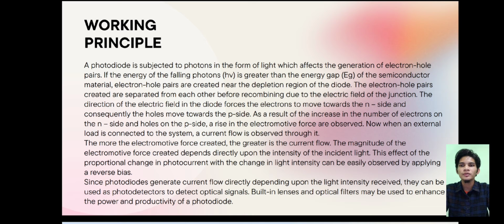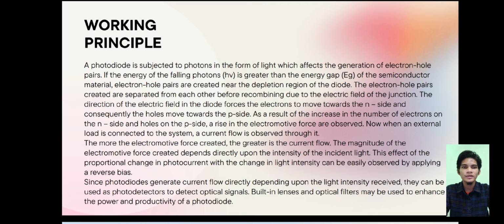Working principle: a photodiode is subjected to photons in the form of light, which affect the generation of electron-hole pairs. If the energy of the falling photon is greater than the energy gap of the semiconductor material, electron-hole pairs are created near the depletion region of the diode. The electron-hole pairs are separated from each other before recombining due to the electric field of the junction. The direction of the electric field in the diode forces the electron to move toward the N side, and consequently the hole moves toward the P side.